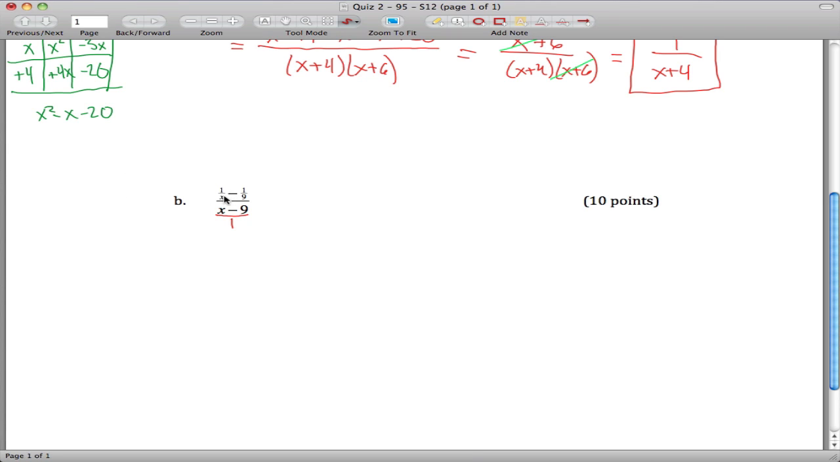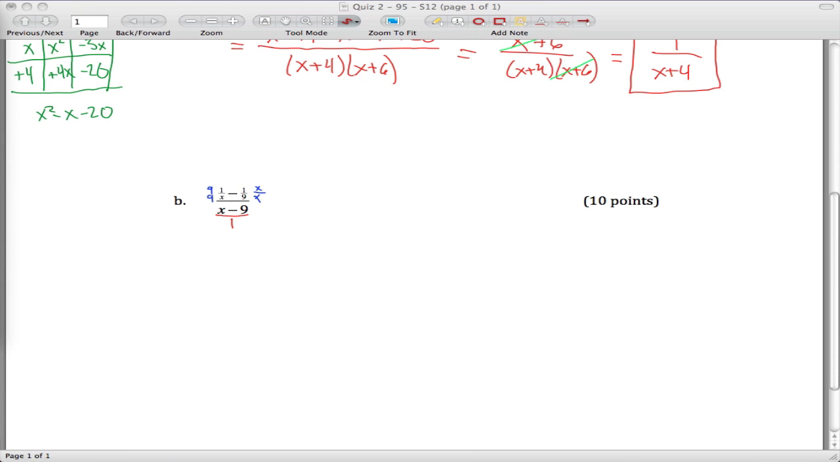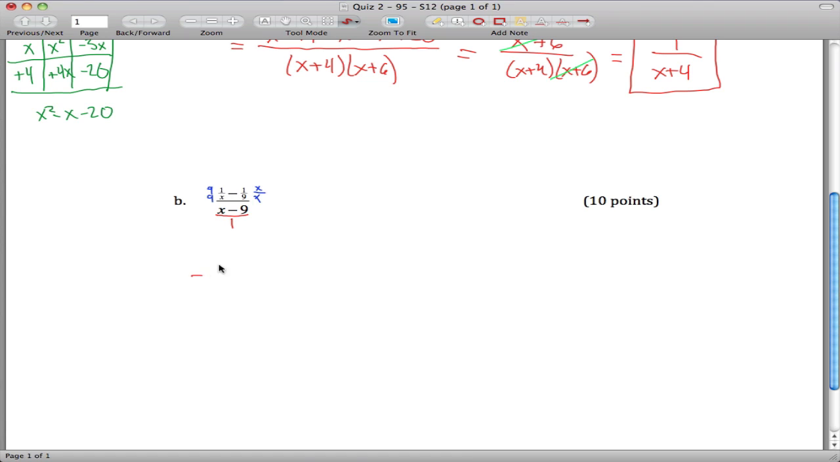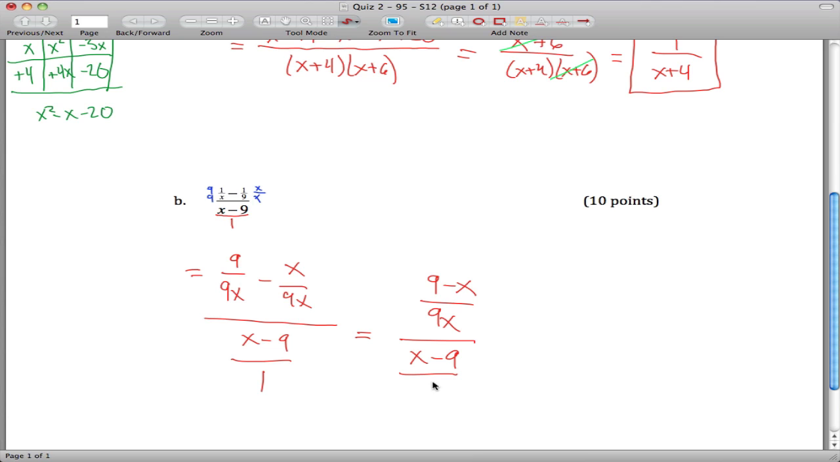But since it's two fractions, we have to make the top just a single fraction. You do that by finding a common denominator. Get a common denominator by multiplying this side by 9 over 9 and this side by x over x. And so what that ends up giving you is 9 over 9x minus x over 9x, all divided by x minus 9 divided by 1. And now we have the same denominator up here, so we can write that as 9 minus x over 9x. Sure, I'll write one more step here, x minus 9 over 1.